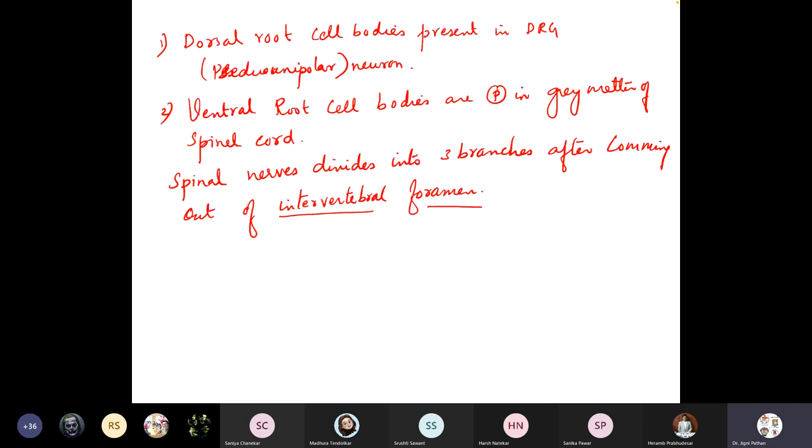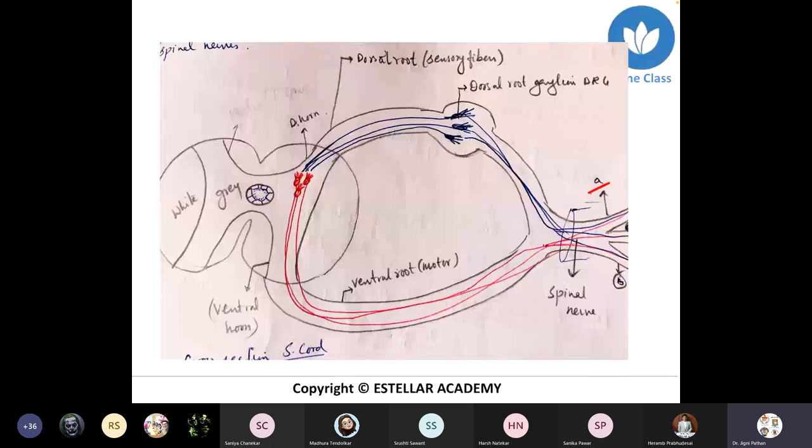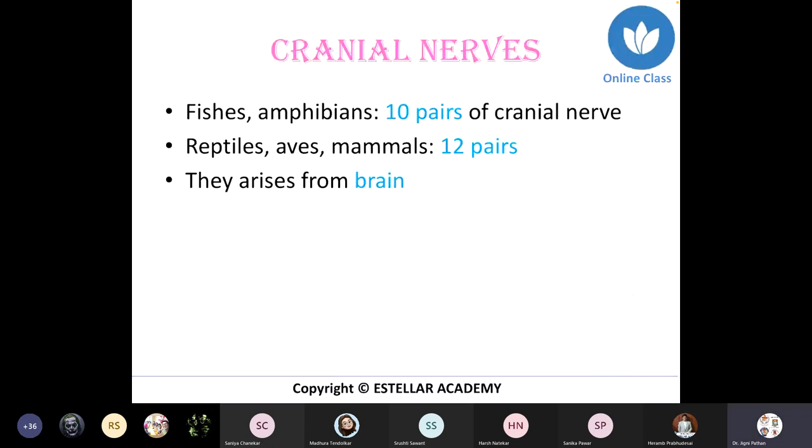So if you look into the diagram, you can see that A is dorsal ramus, B is ventral ramus, and C is ramus communicans. So it is divided into all these roots. Clear? Please write down quickly.